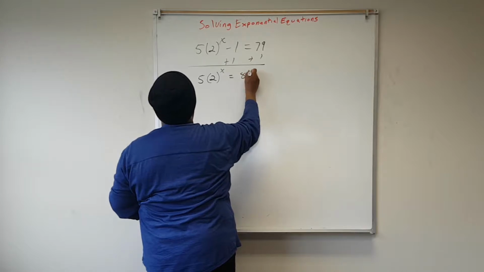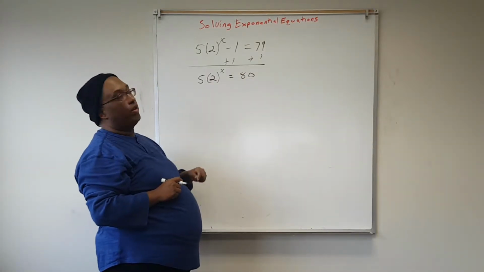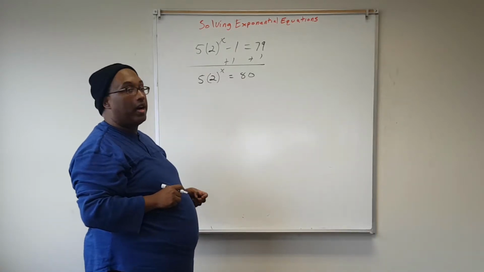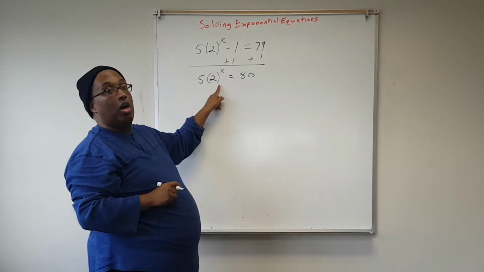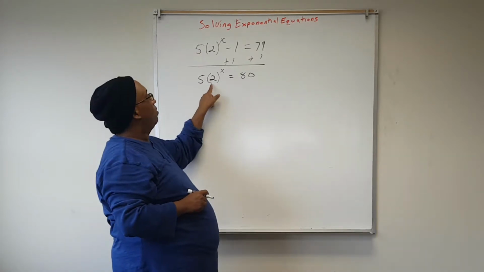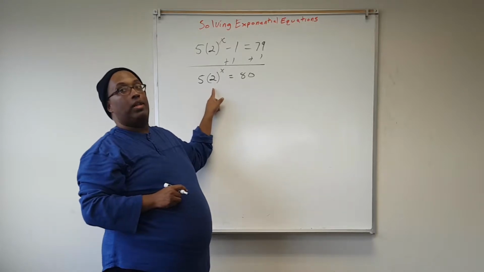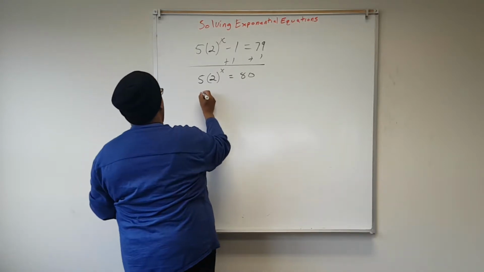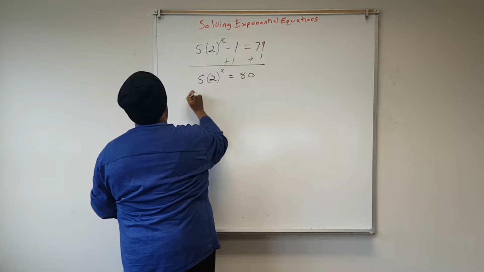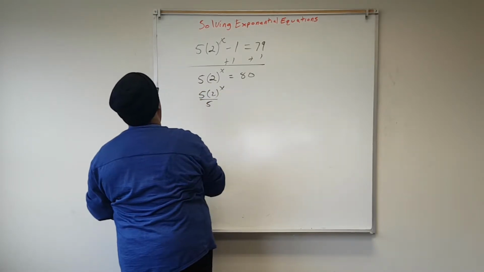This is 80. Now, in order to isolate the x, we got to move the 5 over, so we're going to divide by 5. We can't multiply through. A common mistake is to multiply the 5 times the 2. You can't, because you're raising the 2 to some unknown power. So you can't multiply this and make 10. We're going to divide by 5.